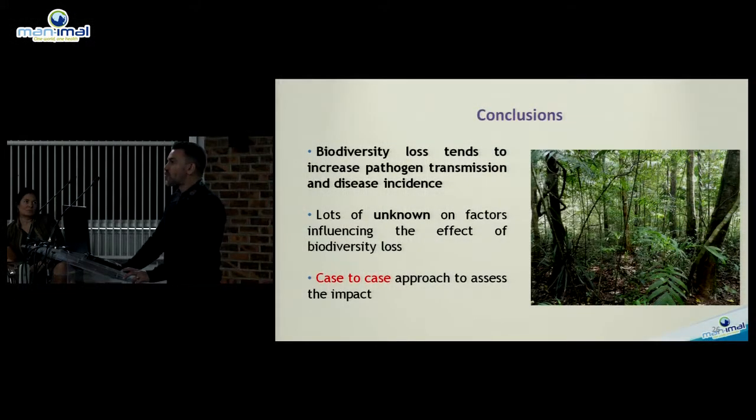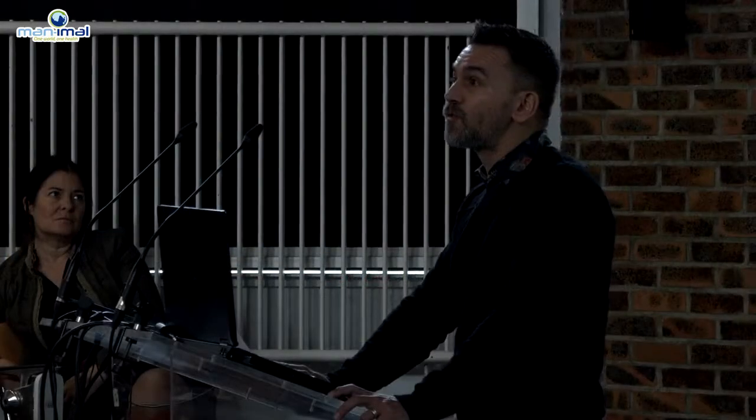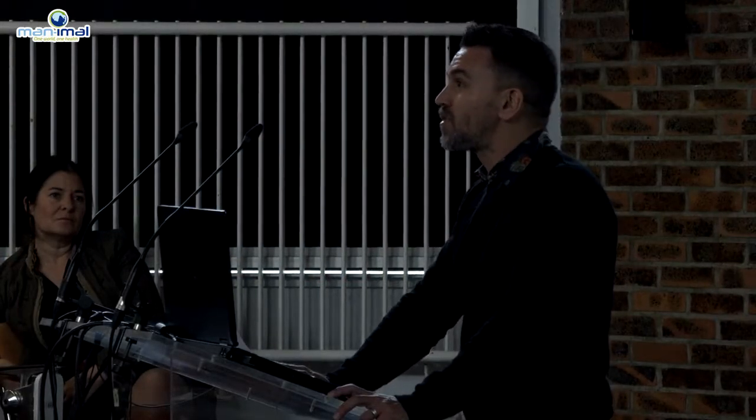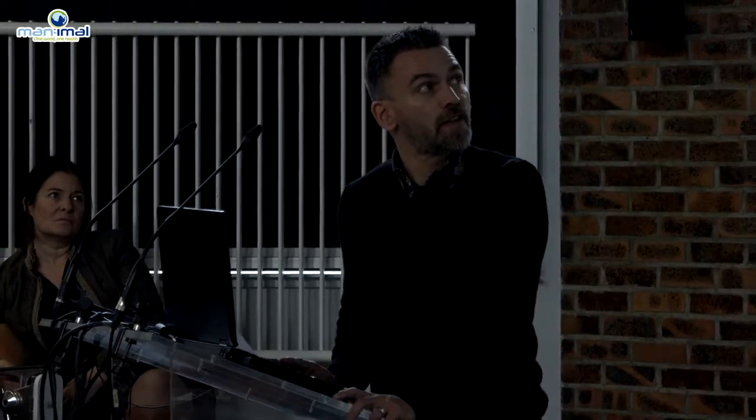So a quick conclusion: it said that biodiversity loss tends to increase pathogen transmission in these incidents. I would ask you to look into the wording that is used. Tends, okay? It's not always true. It depends on where you look. If you look into the biodiversity of your vector, increased biodiversity of vector might increase the circulation of pathogens, as we saw for Rift Valley fever.